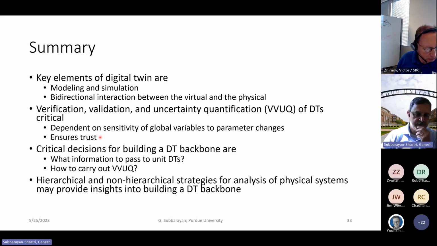unit digital twin trust. So critical decisions for building a digital twin backbone are what information to pass to unit digital twins, how to carry out verification, validation, and uncertainty quantification, and finally, hierarchical and non-hierarchical strategies for analysis of physical systems may provide insights into building a digital twin backbone. So I'll stop there. Thank you.